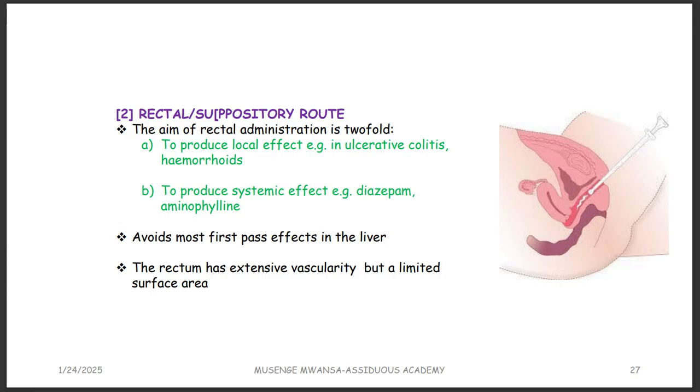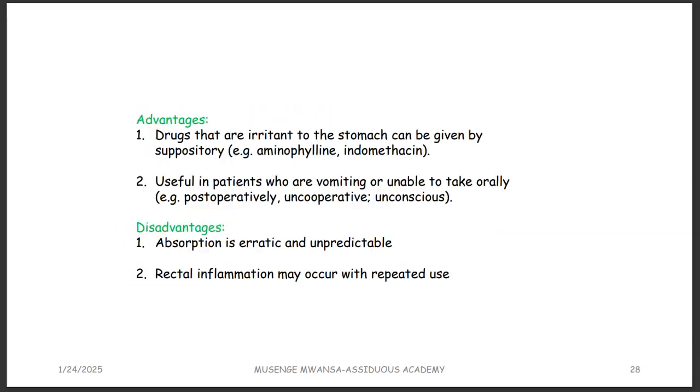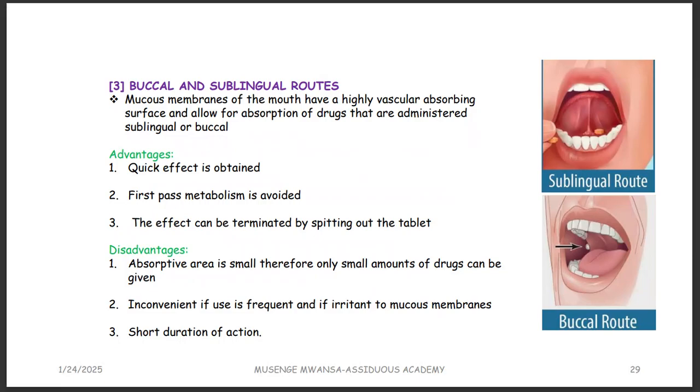benzodiazepines like diazepam. These are drugs that you give even to people that have got depression, people that have been abusing alcohol. You want to help them in stopping and such. So these drugs can also go into systemic circulation when you give them via the rectal route. And this method, take note, avoids first pass metabolism in the liver, so it is more advantageous than the oral method. And the rectum has got a lot of blood supply, but has got a limited surface area. You can read the advantages and disadvantages.